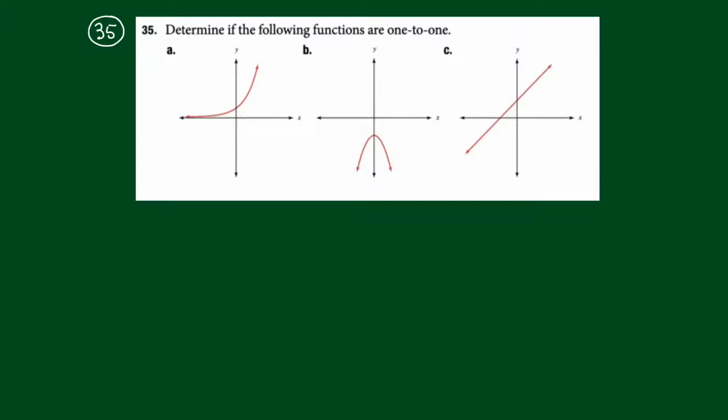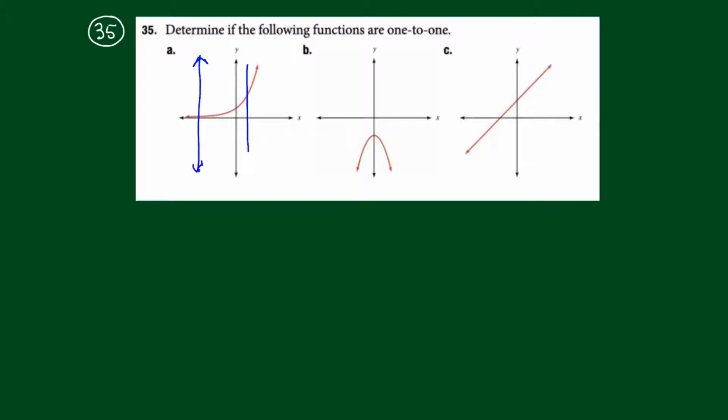So in this first one, A over here, looks like it might be an exponential function. I'll just draw a vertical line. Now just imagine this vertical line moving from left to right. Does it ever hit the curve more than once? No, it doesn't. So as long as it hits the curve only once, this function is going to be one-to-one.